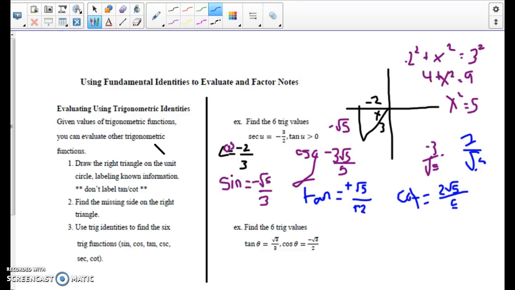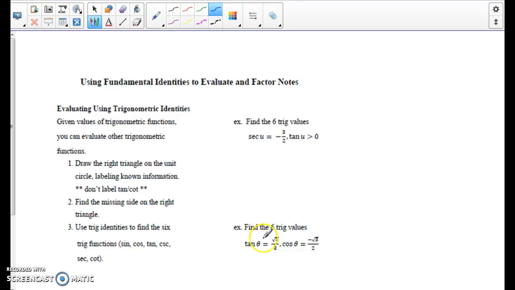We're going to go to page 2, the second problem. So we're on this problem, so we can ignore this one. I just don't have a ton of room. So one more example, we're going to find the 6 trig values. So again, start with your right triangle. Where is this? Tangent's positive, cosine is negative. Oh, same quadrant.